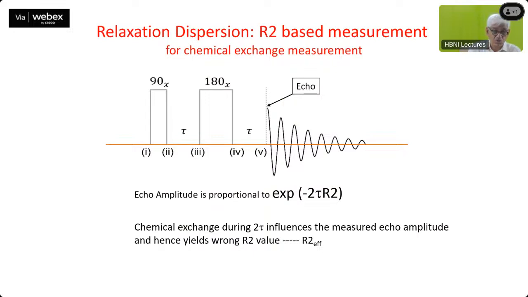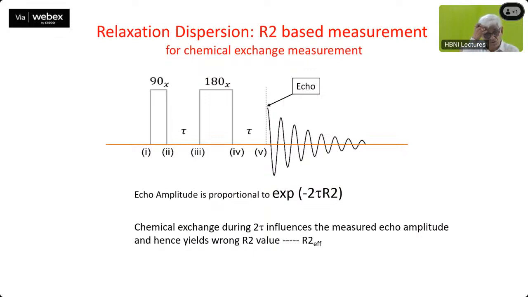So we have the spin echo here: 90x, tau, 180x, tau, echo. The echo amplitude is proportional to e to the minus 2 tau into R2, where R2 is 1 by T2. That is if there is no diffusion in the system, and this is a simple sequence where the tau and tau are equal.